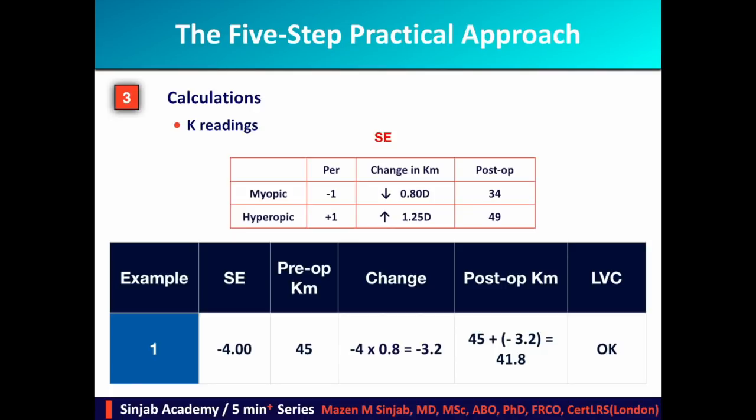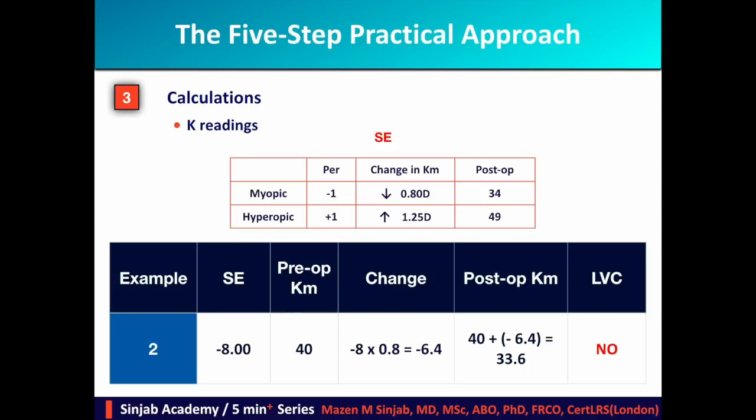In this example, the spherical equivalent is -4. The pre-op Km is 45. The change that will be induced by correcting -4 spherical equivalent is -4 multiplied by 0.8 because it is myopic correction, equals -3.2. This is the change in Km. I'm going to add this as an algebraic sum to the pre-op Km in order to calculate the post-op Km. So as you see, 45 plus -3.2, which is the change, equals 41.8, which is the post-op Km. Since the post-op Km is within the accepted range, then I can go for laser vision correction in terms of K-reading calculations.